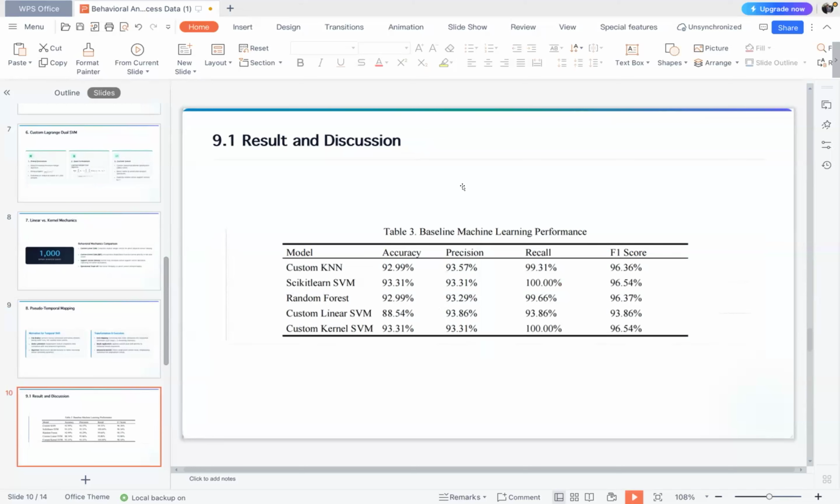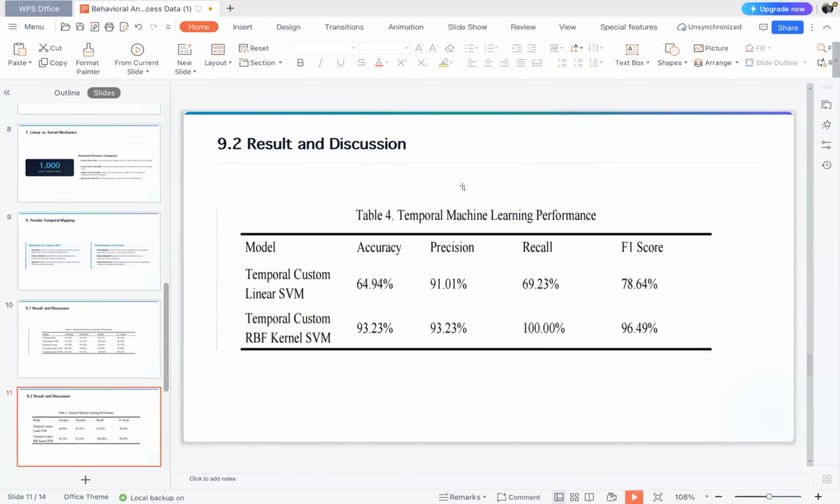We found that custom KNN and the baseline SVM and random forest give good accuracy, but not good class imbalance. But the custom linear SVM and custom kernel SVM both provide better class imbalance. The problem with custom kernel SVM was overfitting: all 1,000 samples become support vectors. I did the same, linear SVM and also kernel SVM, on the temporal data and observed these results. In this case also, in the kernel version, all samples become support vectors, which is the drawback we found in this system.